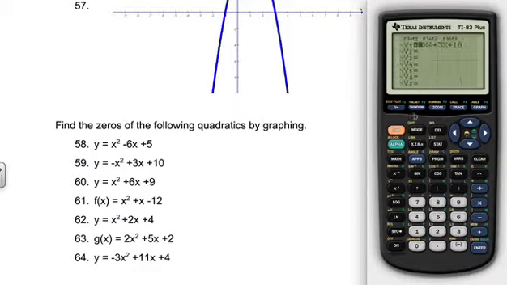Let's try the next one. You can see once you get the hang of this, these are pretty quick to find your zeros with the graphing calculator or whatever grapher you use. Next one is x squared plus 6x. I know this one's going to open up because it's a positive in front of the x squared. And I'll put 9. So there's my equation. I zoom 6 it again.